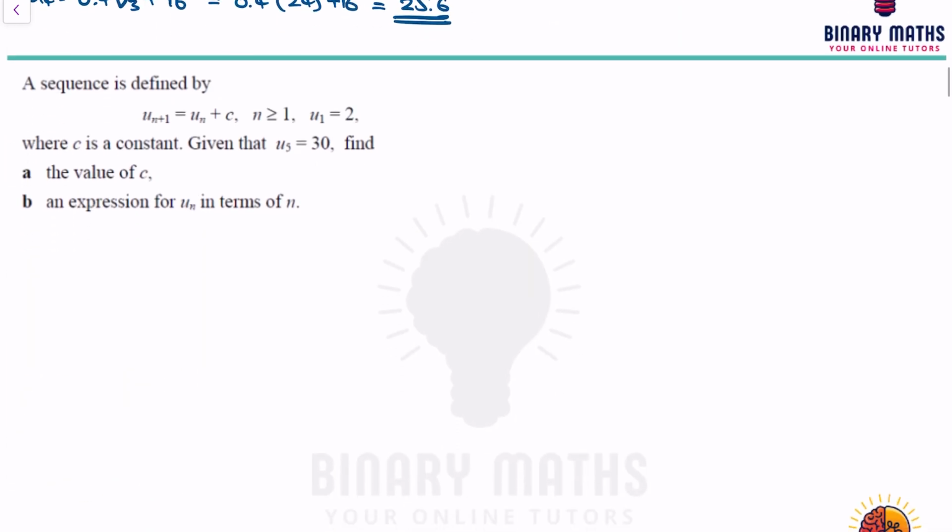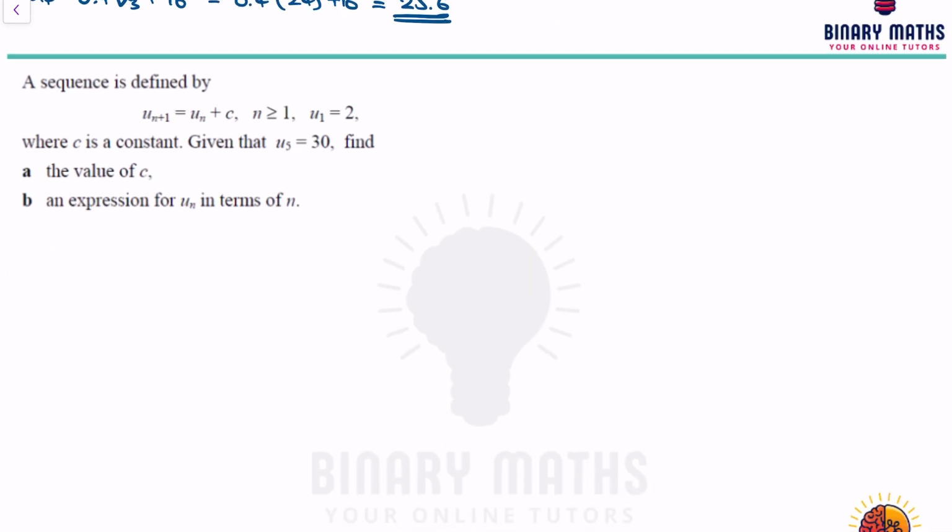Okay, next question. A sequence is defined by u(n+1), which is the next term, is equal to the previous term plus c, where u1 is equal to 2, where c is a constant. Given that u5 is equal to 30, find a, the value of c. So u1 is equal to 2, u2 will be the previous term, u1 plus c, which means it's 2 plus c.